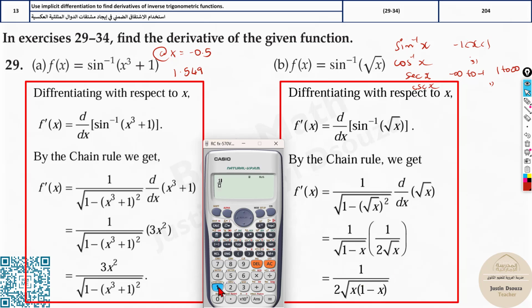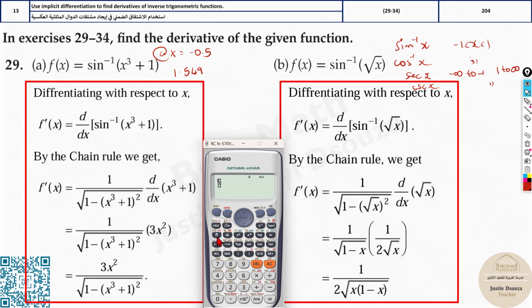I'll type the right side first. 1 divided by 2 times square root of x multiplied by 1 minus x, close the bracket. What is it? Calculate not at 2, at negative 0.5. And here you're getting a math error. So that can't be the answer.